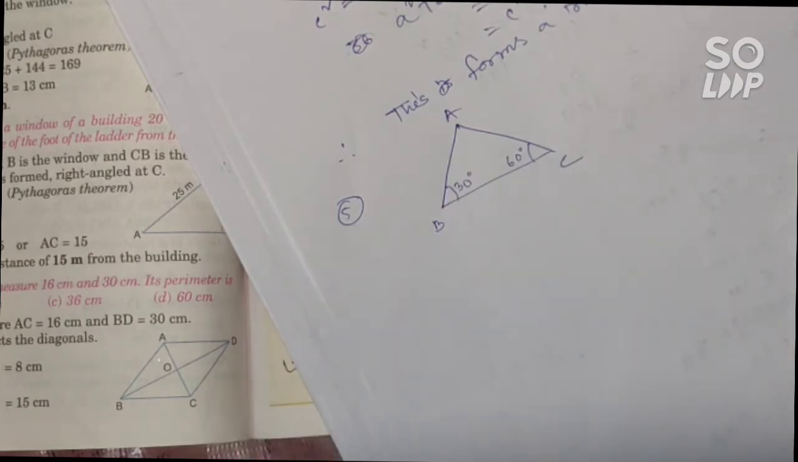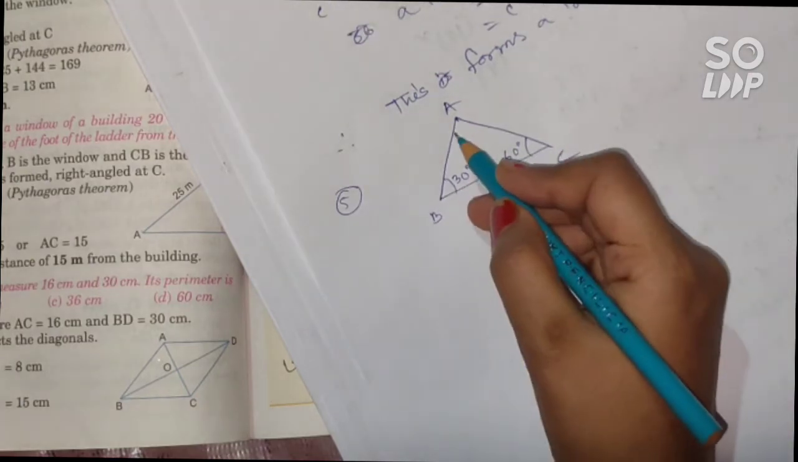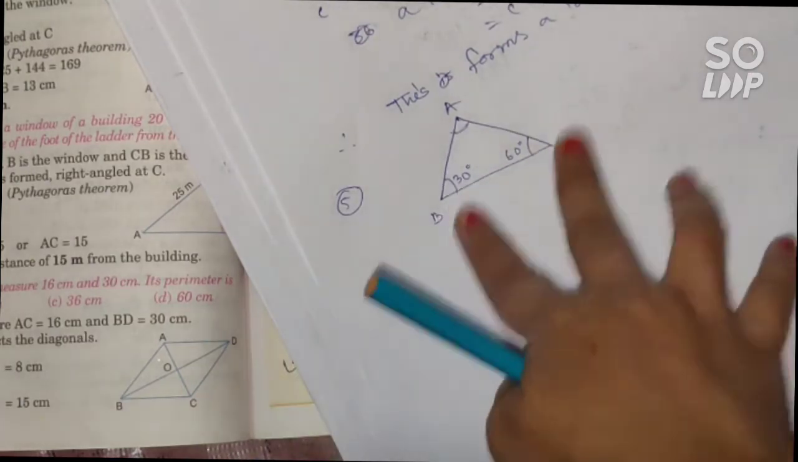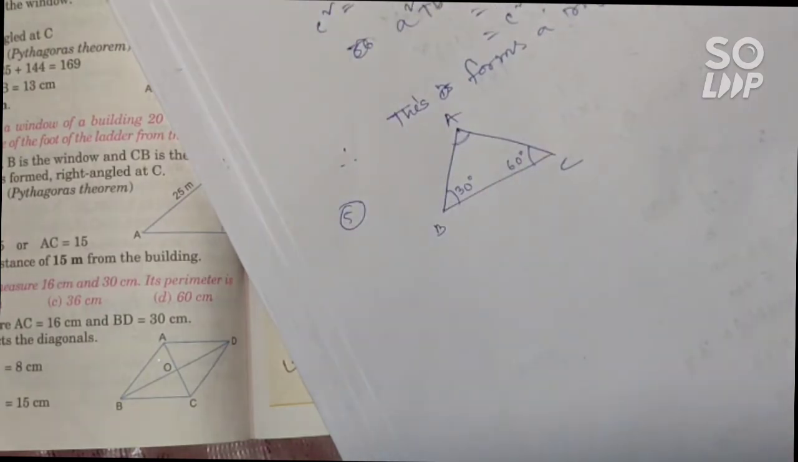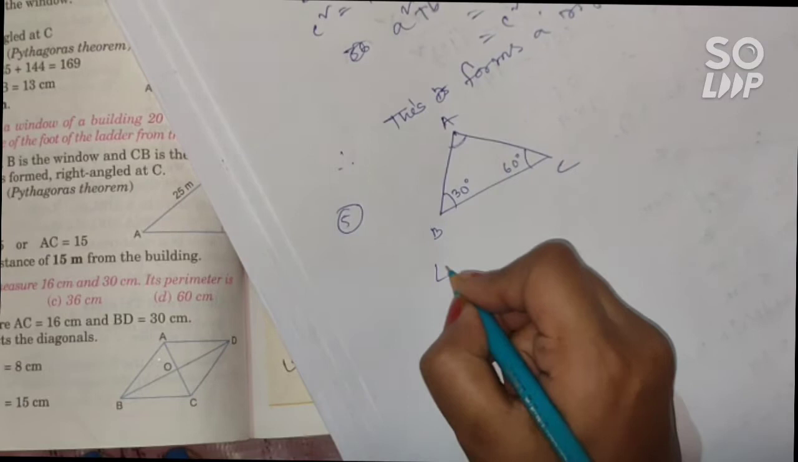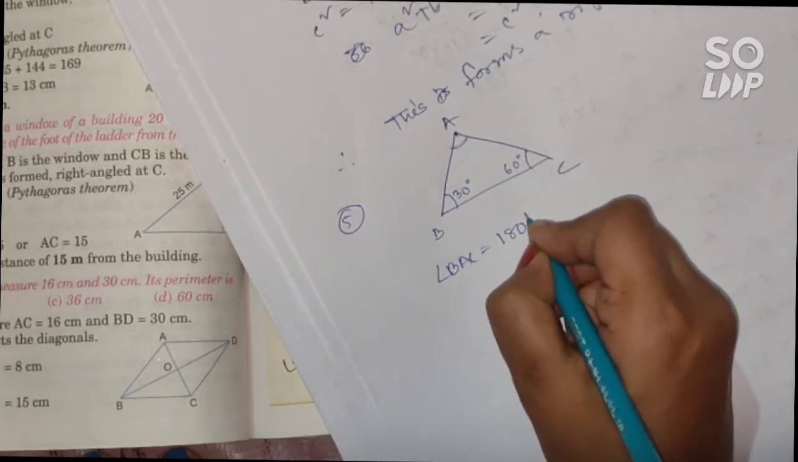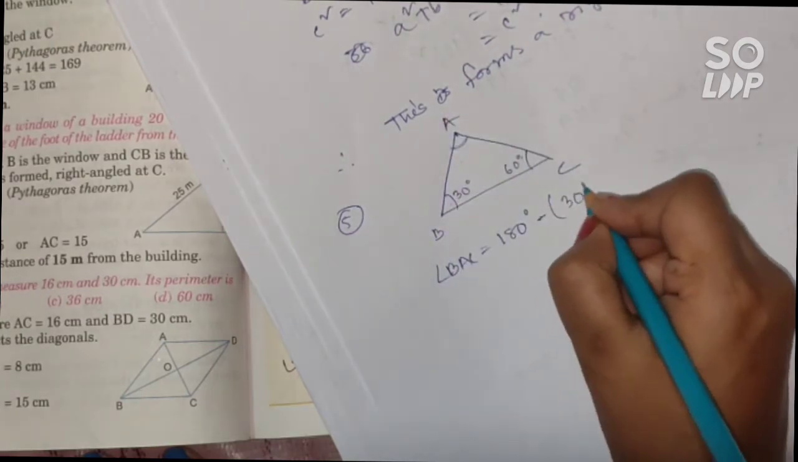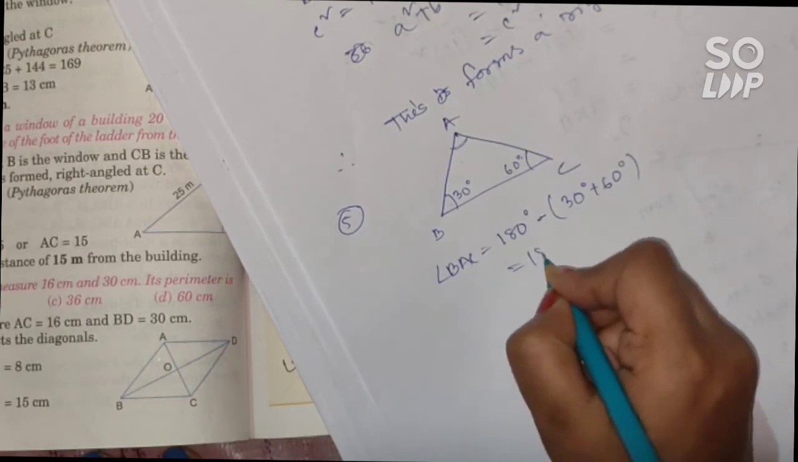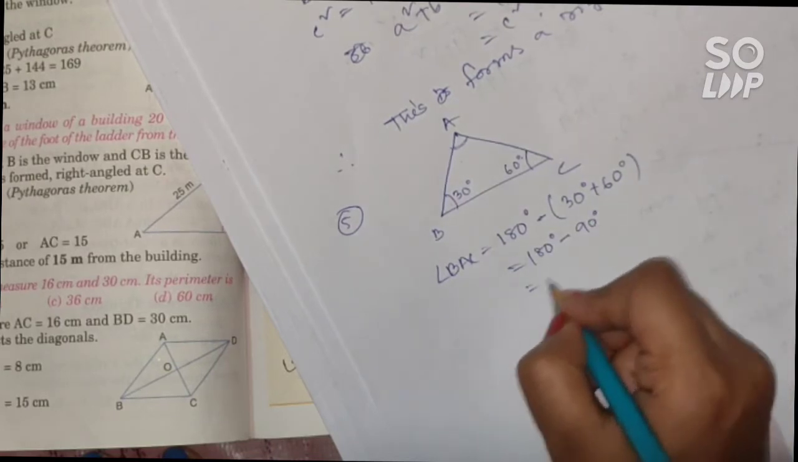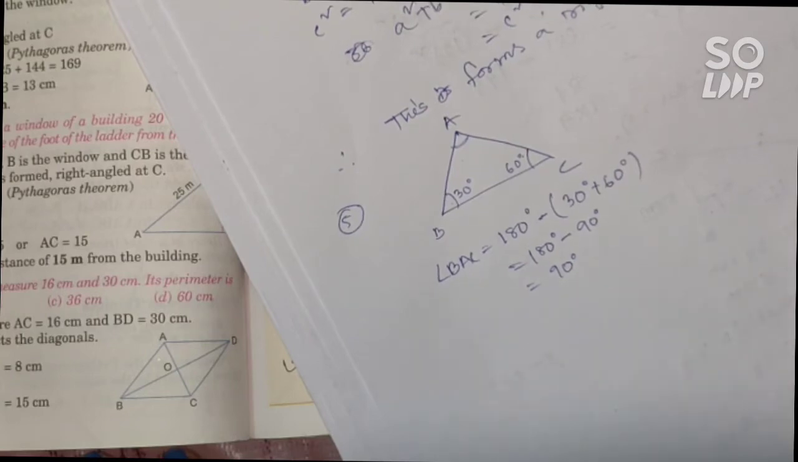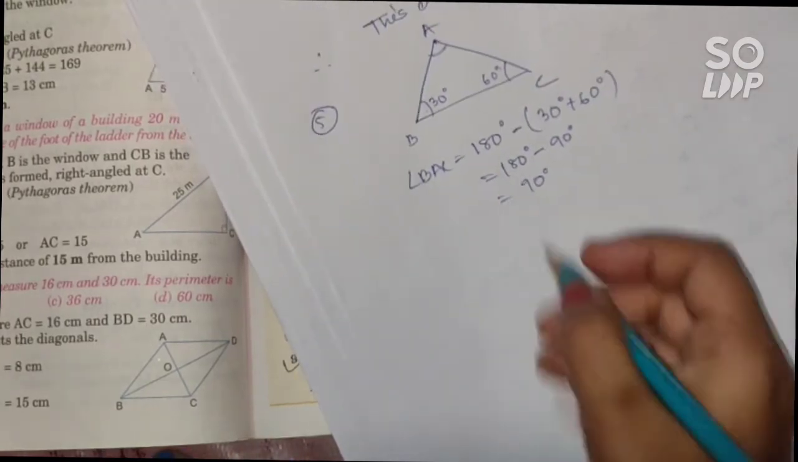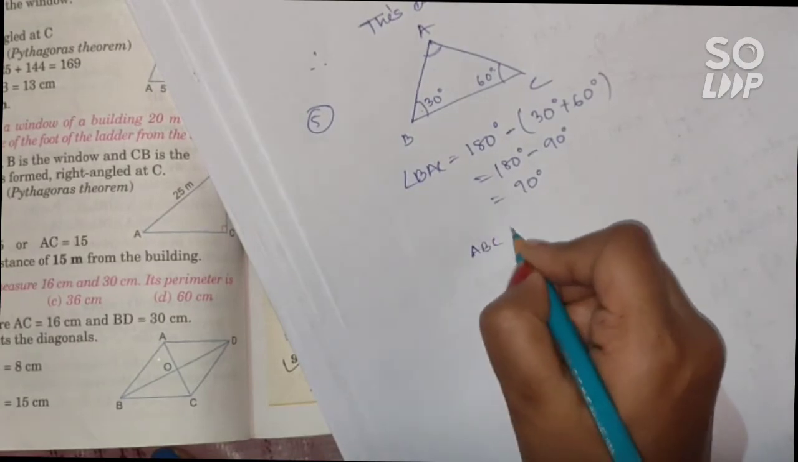To do that, you have to find the value of this angle. Here two angles are given. How can you find this value? You know that the sum of three angles of a triangle is 180 degree by angle sum property. So if you subtract the sum of these two values from 180 degree, you can get angle BAC. 30 plus 60, that is equal to 180 minus 90 degree, that is equal to 90 degree. Angle BAC is 90 degree. So ABC is the right triangle.